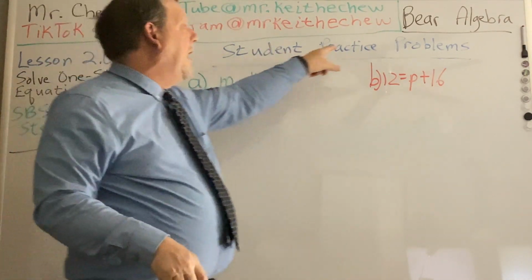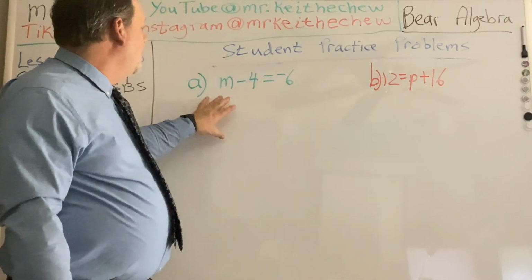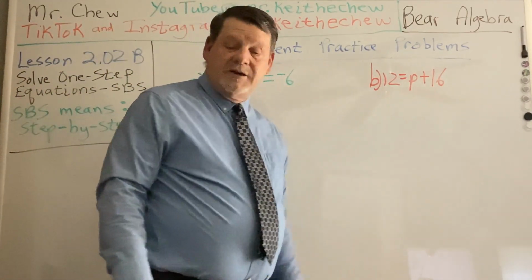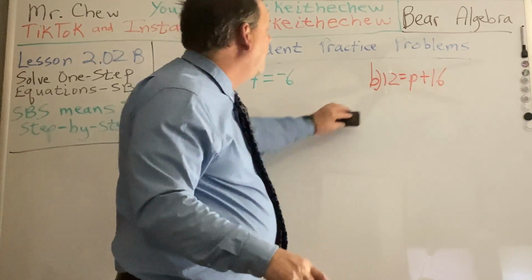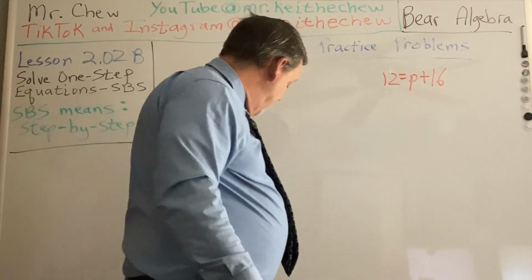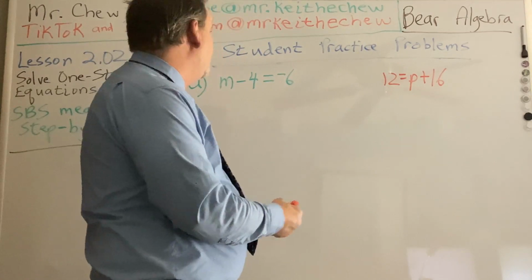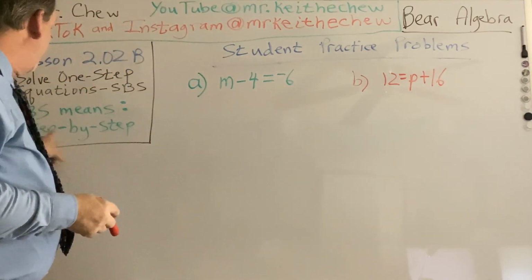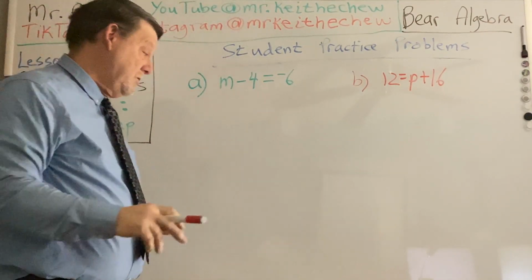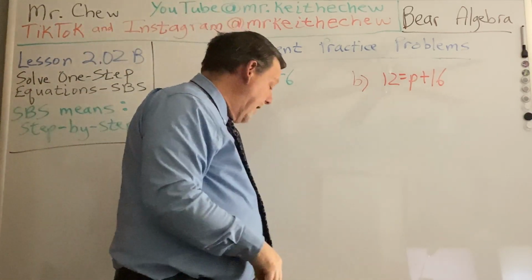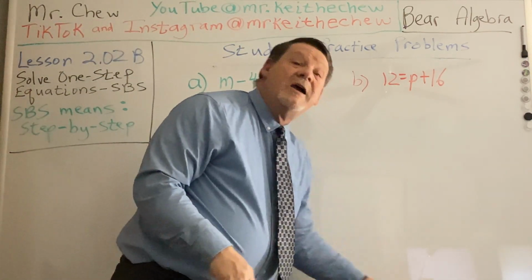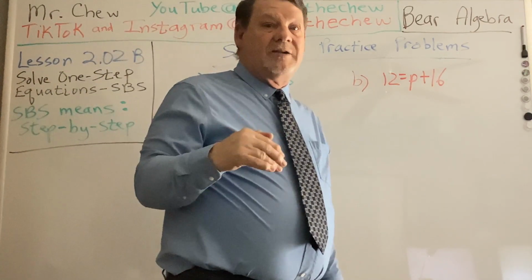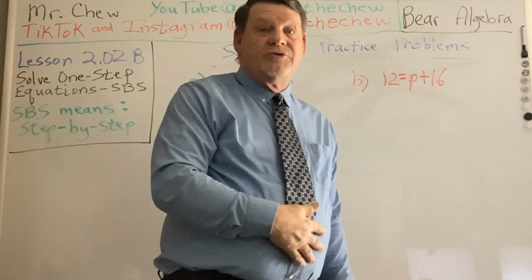So we had student practice problems at the end, and there were two of them: m minus 4 equals negative 6, and 12 equals p plus 16. Now, I'm going to tell you right now, there's a good chance that many of the students watching this already know the answers. But knowing the answers and then showing it step by step are two different issues. So let's go ahead and solve these and justify each step, which will get you ready for that next jump up in class, which is geometry, whenever you're doing algebraic proofs.